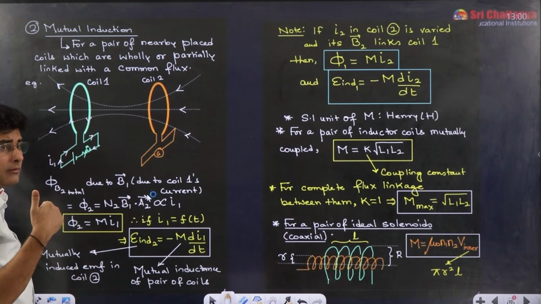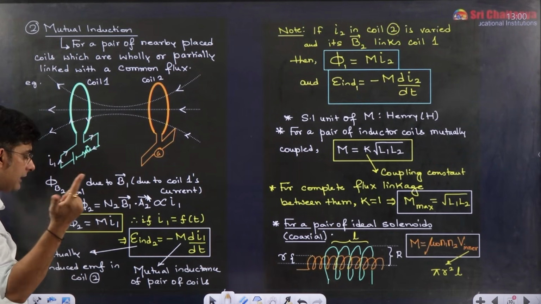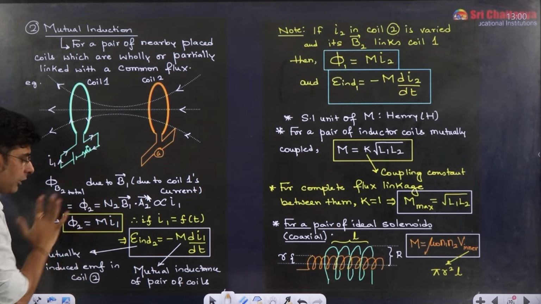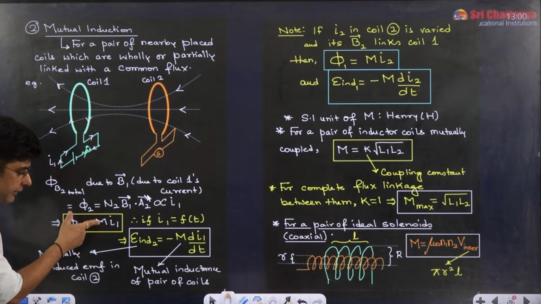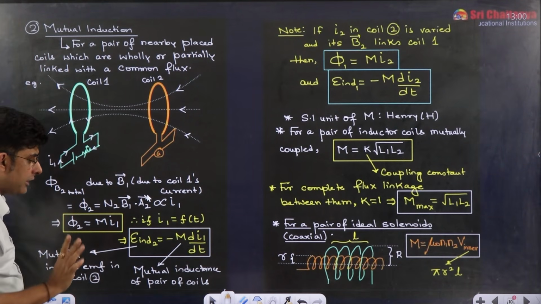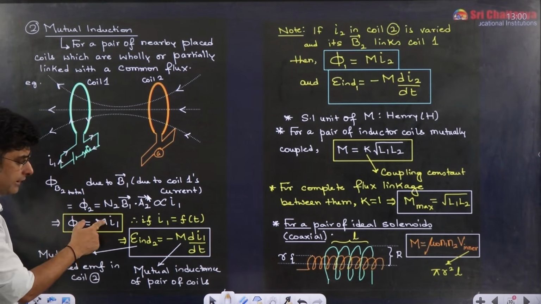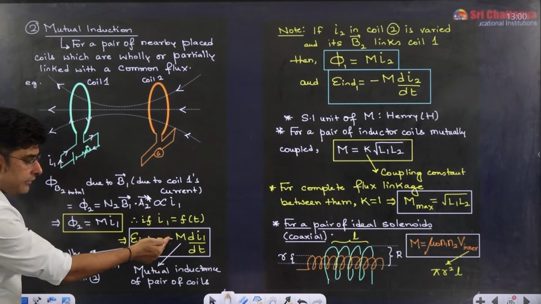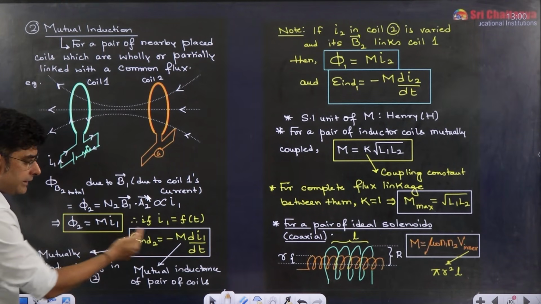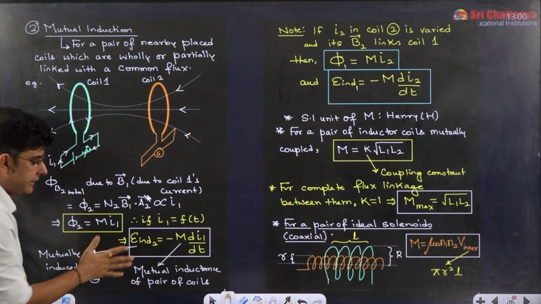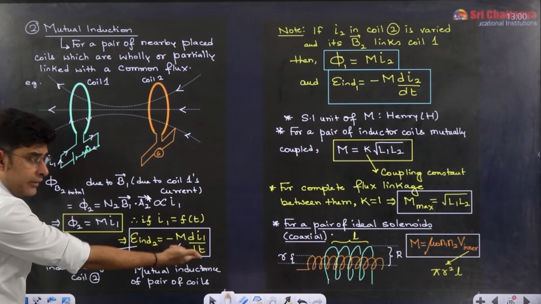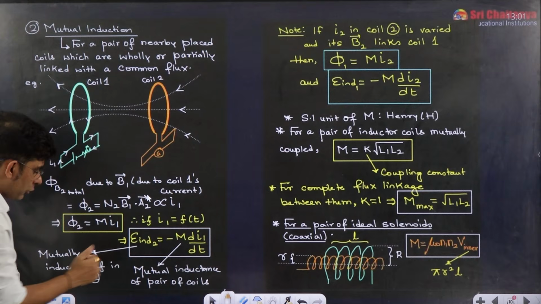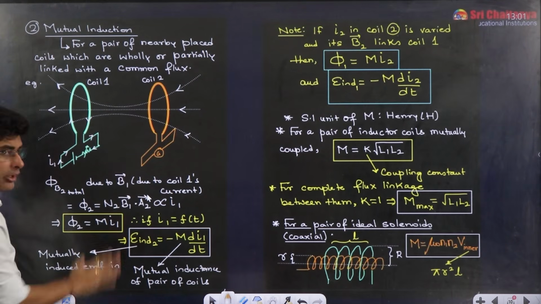Due to single or self, we call it self inductance. This is due to the second one, so we call it mutual inductance. It is always defined for a pair of coils, not for a single coil alone. So phi 2 is M I1. Now suppose I1 is changed with time, then the EMF induced in the second one will be minus d phi by dt, which will become minus M dI1 by dt. Second EMF, first current's rate of change. So this is the mutually induced EMF in coil 2.